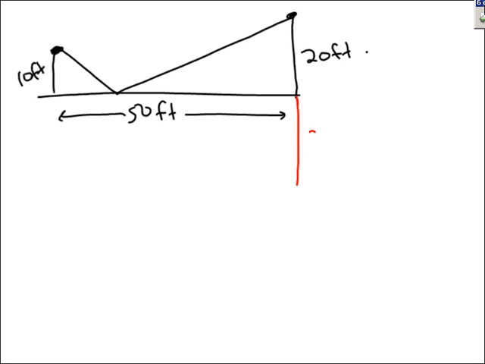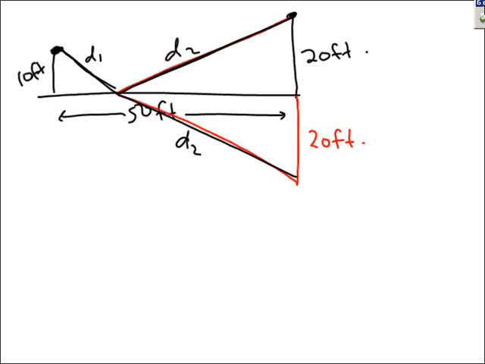Let's go back down 20 feet. Now, the question is, isn't this distance the same as that distance? The answer is absolutely yes. They're similar triangles. So we want to minimize this distance, which I'll call D1, plus that distance, which is D2. But again, this distance is also D2. So in other words, we want to minimize the distance. We want the shortest telephone wire.